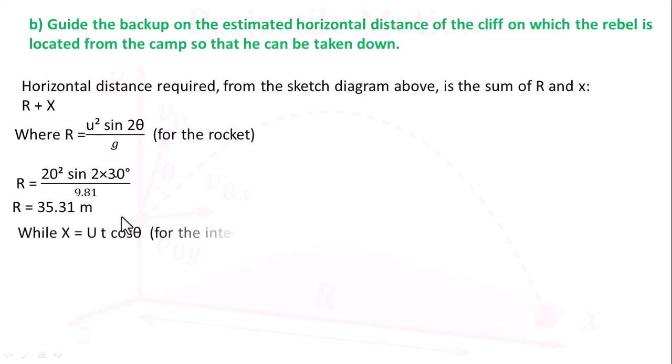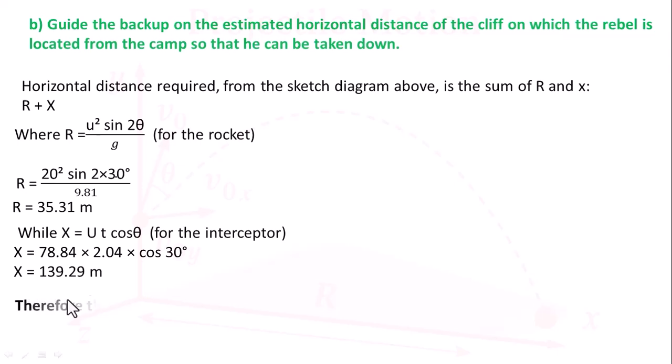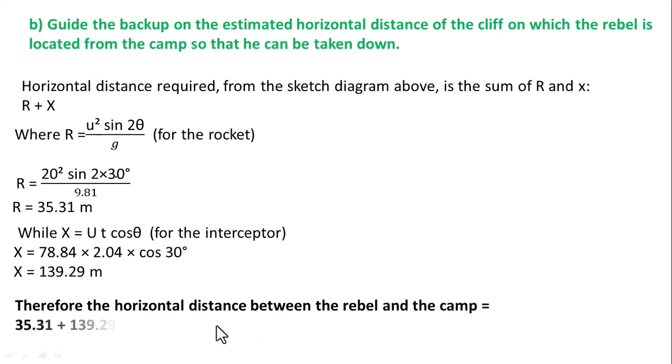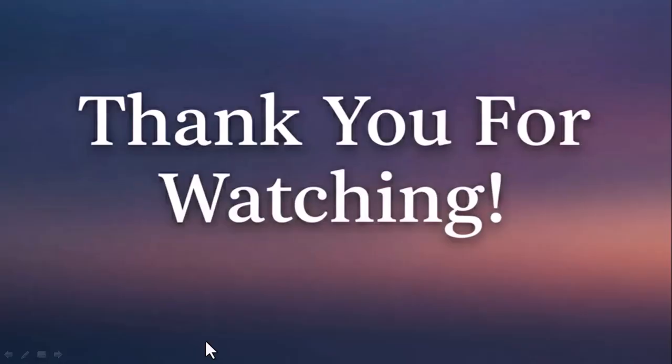While x equals ut cos theta for the interceptor. x equals 78.84 times cos 30. x equals 139.29 meters. Therefore, the horizontal distance between the rebel and the camp equals 35.31 plus 139.29 equals 174.6 meters.